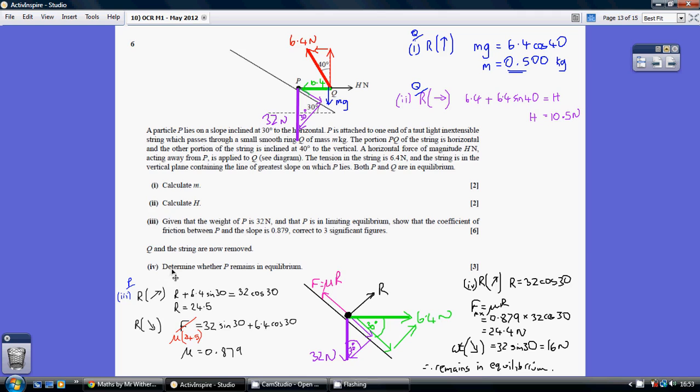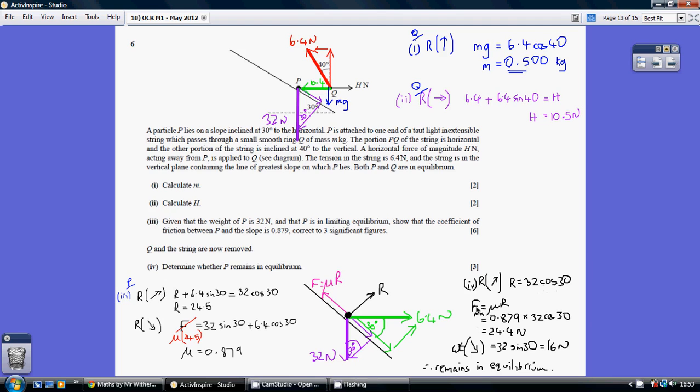Now for part D, we're being told that the 6.4 string, Q and the string are now removed. So basically all this green stuff disappears. So we start again resolving. Resolving perpendicular, R is the only force going in this direction, because obviously this is all gone, but we still have this purple component here, so R equals 32 cos 30.